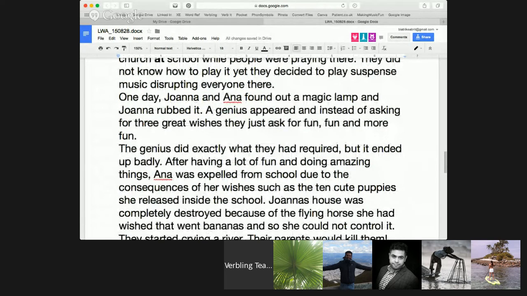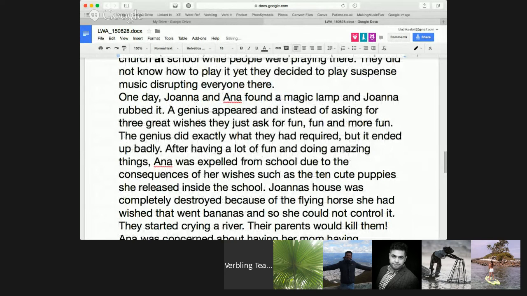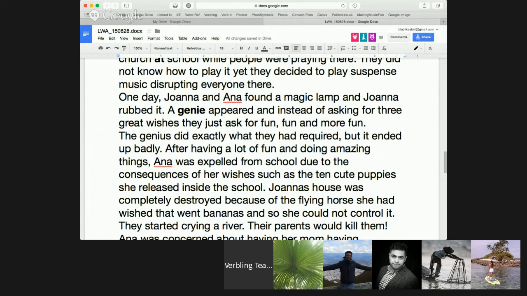One day, Joanna and Anna found out, "found out" is to discover a piece of information, not to discover a thing, okay? So they found or discovered a magic lamp, and Joanna rubbed it. A genie. A genius is someone who's really intelligent. A genie is what you mean, that blue thing that pops out of a lamp. And instead of asking for three great wishes, they just asked for fun and more fun. Fun, fun, and more fun.